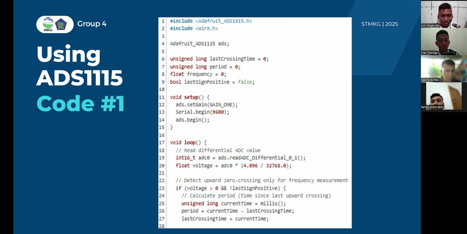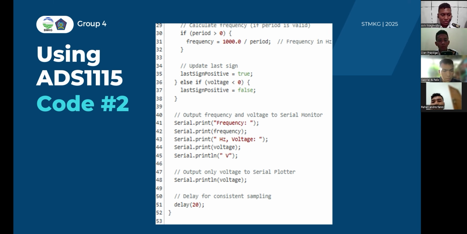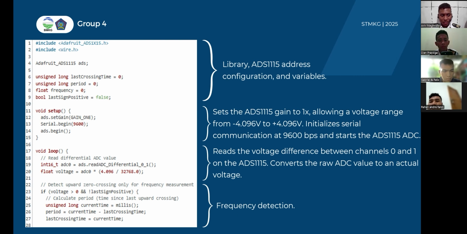The first is the code. So here's the code of our ADS1115 in Arduino Uno. And this is the continuation of the code before. And then here's the explanation of each part of the code. The first part is the library, ADS1115 address configuration, and variables.